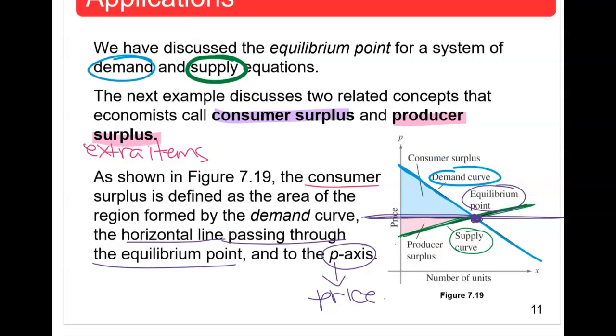So then the area that is above that line is considered to be the consumer surplus. So I'm just going to change the highlighting here so it matches our graph. So that would be the consumer surplus, and then the producer surplus will be here. Okay.